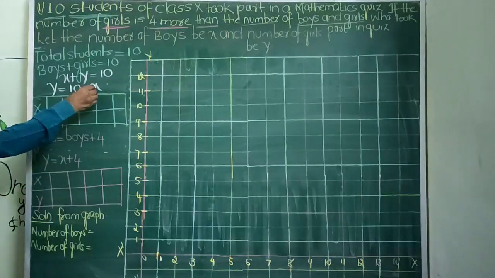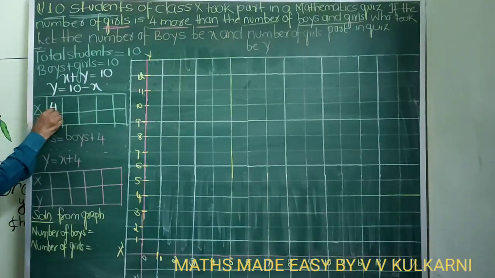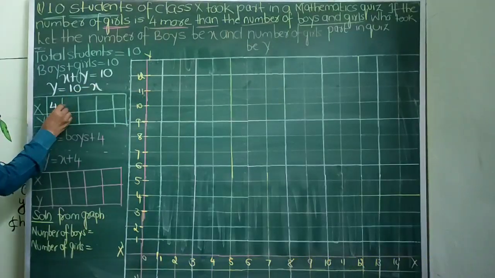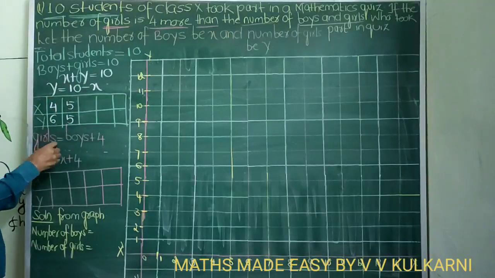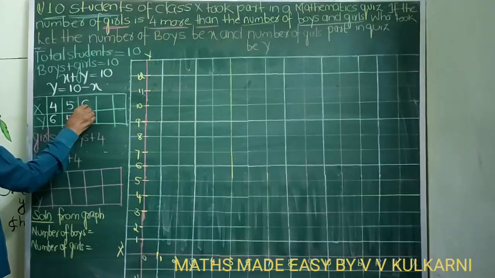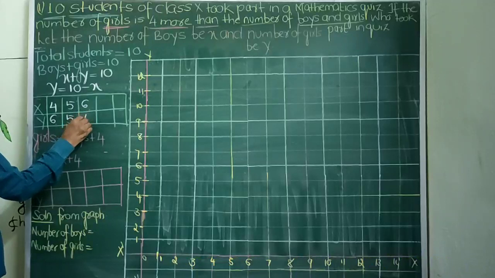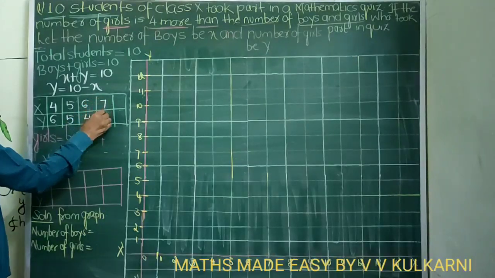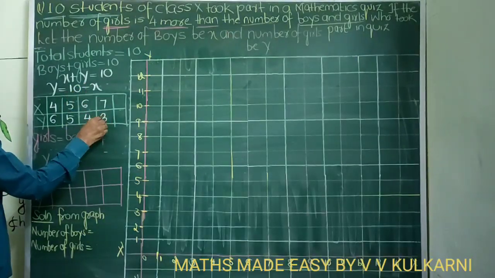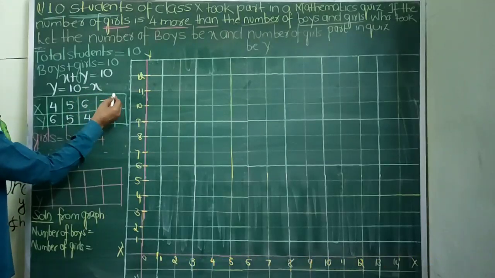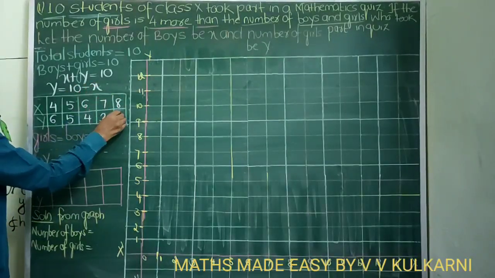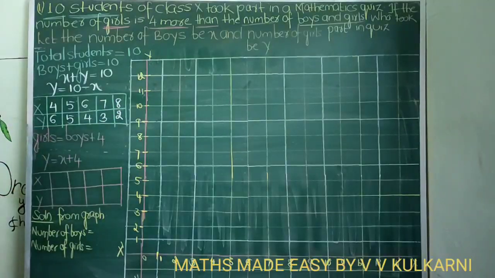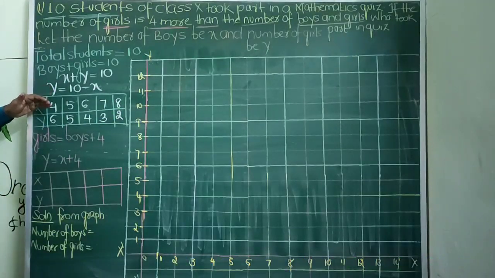Now let me put some values for X. Say if X is 4, then Y will be 10 minus 4, which is 6. Say X is 5, Y will be 10 minus 5, which is 5. Say X is 6, then 10 minus 6 is 4. Say X is 7, then 10 minus 7 is 3. You can take as many values as you want. Say X is 8, so 10 minus 8 is how much? 2.